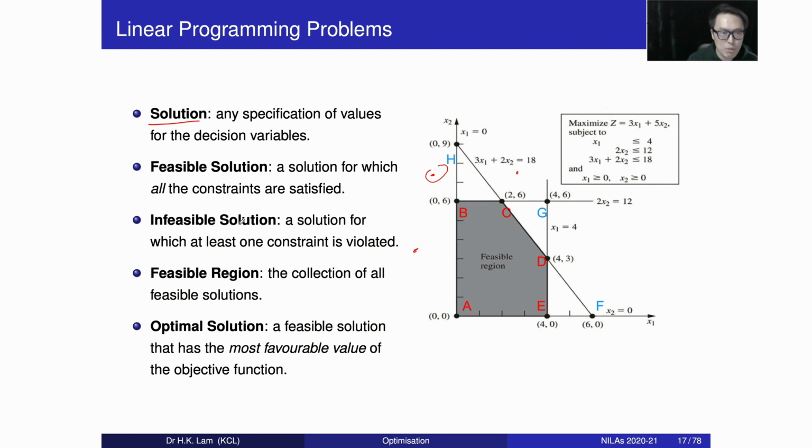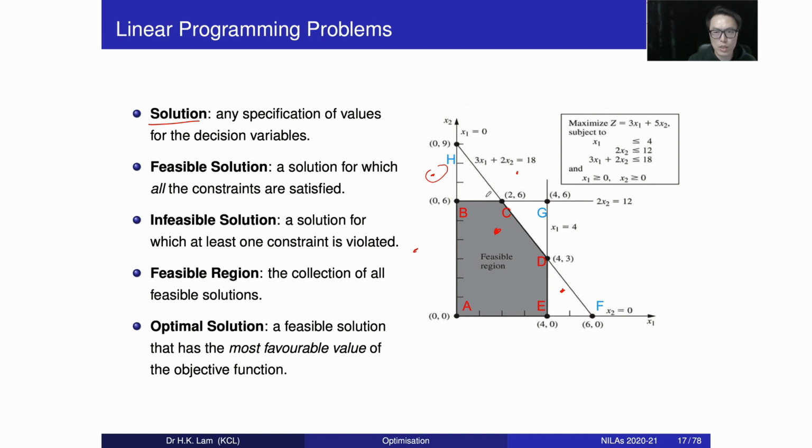When we talk about a feasible solution, it means that all these constraints are satisfied, and an infeasible solution is one where at least one of these constraints is not satisfied. For example, a point right here is a feasible solution. A point right here is an infeasible solution to this linear programming problem. And the feasible region is the gray area right here, within which any solution, any x, will satisfy all the constraints.